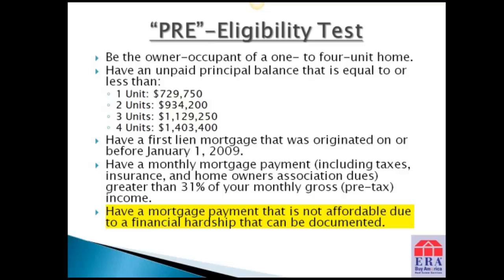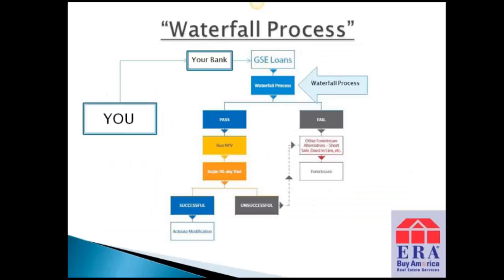Your mortgage payments have to exceed 31% of your monthly gross income. That's gross income, not after taxes or after deductions or whatever else is taken out of your paycheck. It's that gross amount, the absolute max that you make a month. Then it has to exceed 31% of that. And the last part, which is also important, is that you need to have a financial hardship, and it needs to be documented. Some clients that we talk to are on medical leave or disability, and that is a genuine hardship. Loss of employment is another genuine hardship, but you have to prove these things.